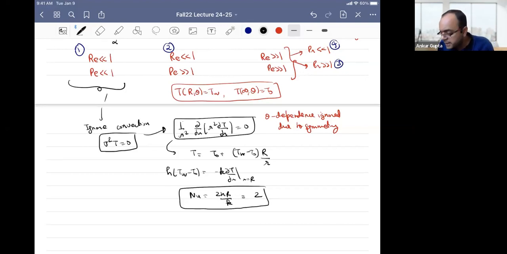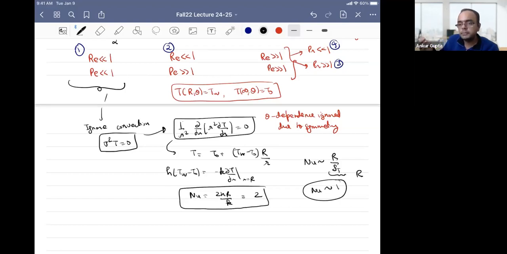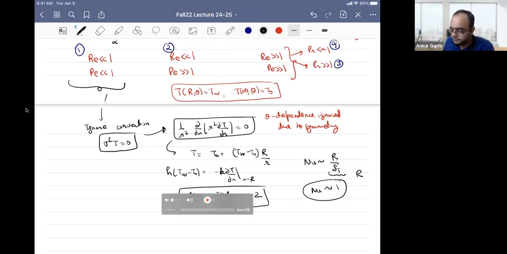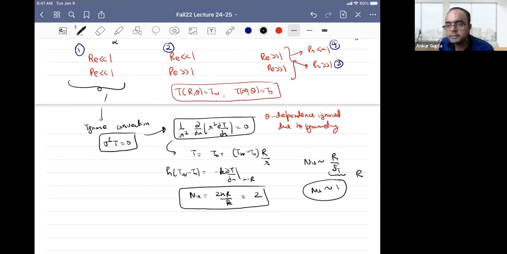Another way to think about it from a scaling perspective is that the Nusselt number is radial dependence by delta T, and there is no other length scale here other than R. So I should expect the Nusselt number to be on the order of 1, right? So that is another way to look at it. You can do the mathematical route, or you can just think of it like this, and you'll also be able to come to that point. Any questions here? Anything that's confusing? Please feel free to ask. Don't hesitate if there is any question.